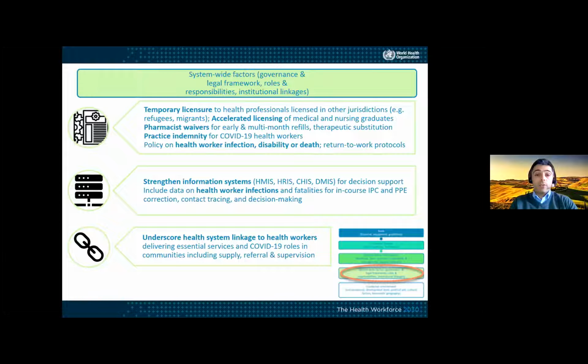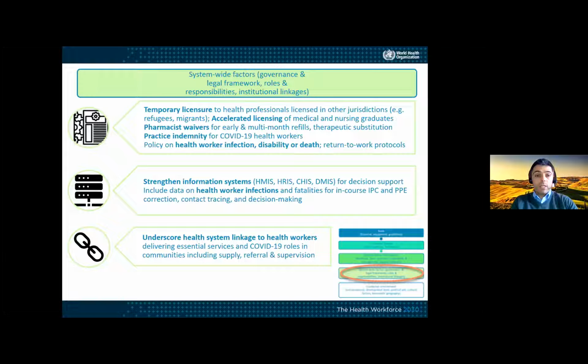The provision of practice indemnity for all COVID-19 related health workers, implementing or enacting new policies relating to health worker infection, disability and death, putting in place appropriate return to work protocols. These are typically issues that would apply at the system-wide level, where it's important that there is a uniformity across facilities, irrespective of the actual burden in an individual local context.